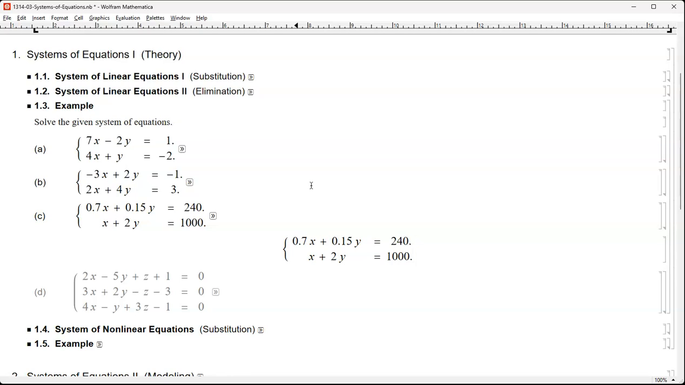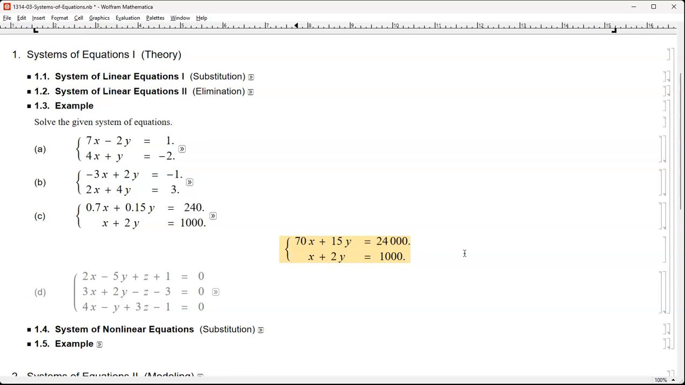That's equivalent to multiplying by 100. So multiply by 100, move twice, so we have 70. Multiply by 100, move twice, we have 15. Multiply by 100, 2 more zeros. Okay, we have now a new system which is equivalent to the previous.